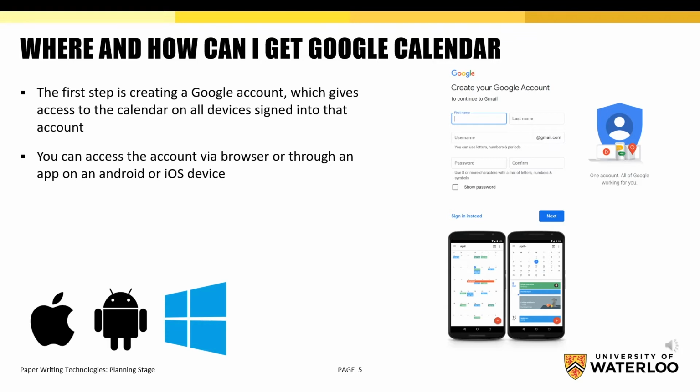You can access the account via the browser or through an application on an Android or iOS device. After creating the account, you can download the application or go into Google Calendar via the browser and then fill in the calendar to your heart's content. Google Calendar is available on Windows, Mac operating systems, iOS, and Android.